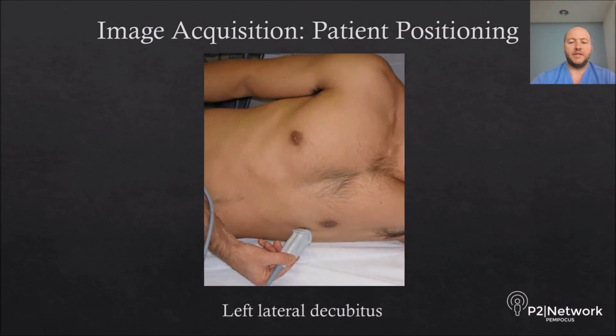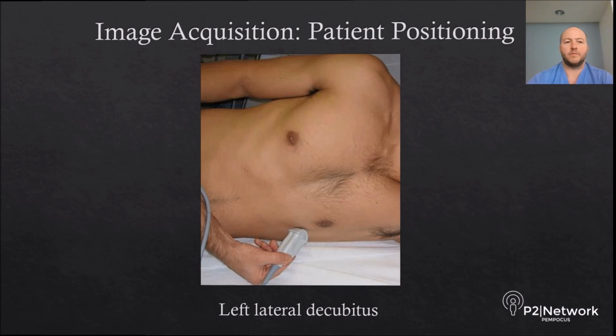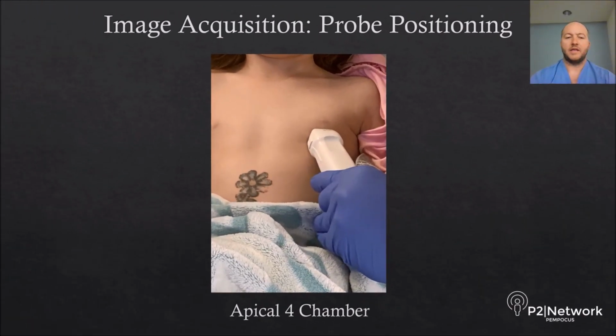As depicted in this image, we are going to want to position our patient in the left lateral decubitus position. As depicted in this image, when we are obtaining these images, we are going to be placing the probe on the patient's left chest in line with the patient's left nipple.